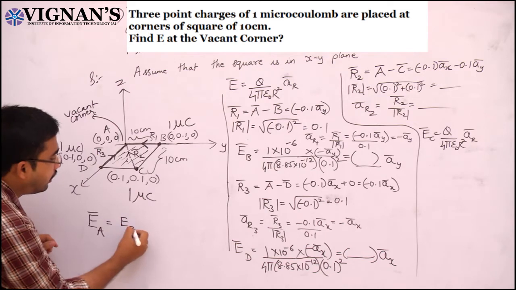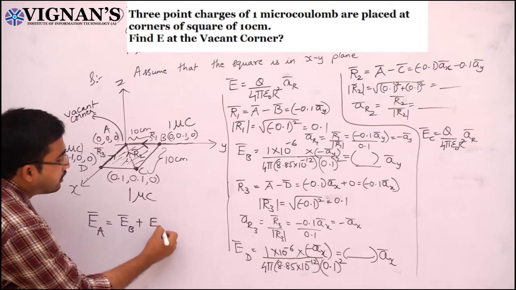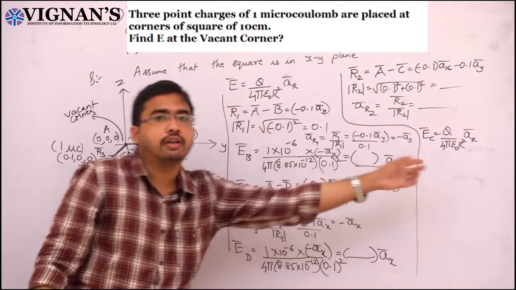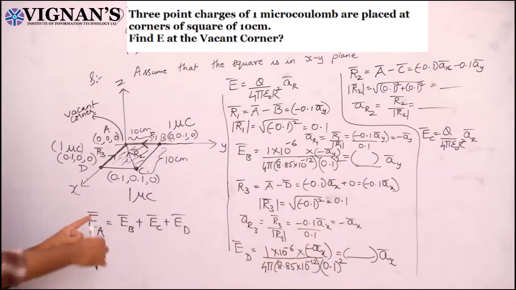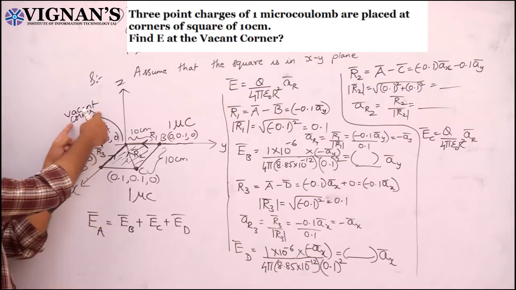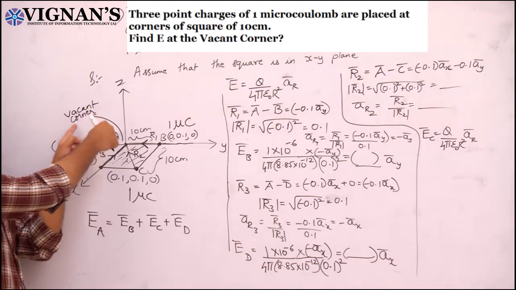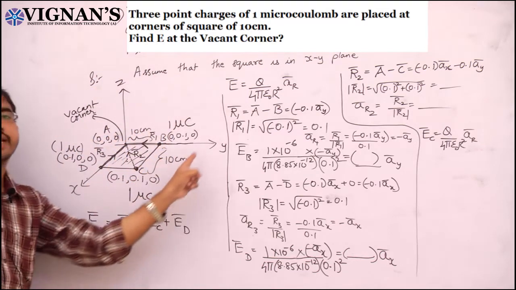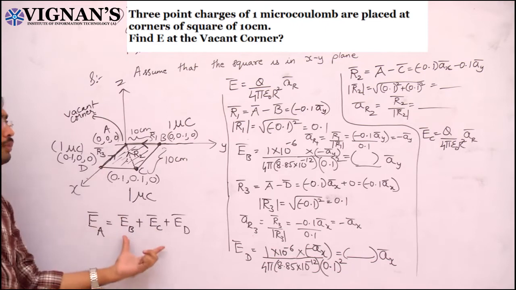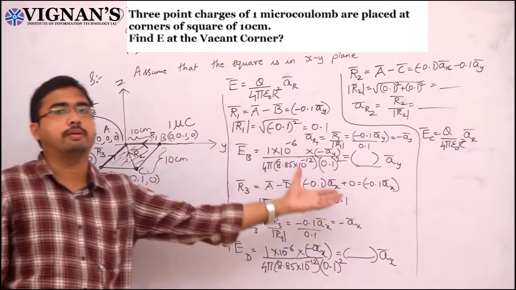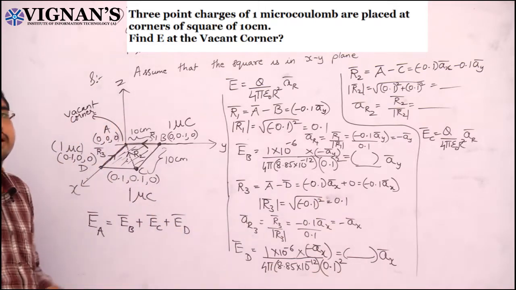That means EB plus EC plus ED. So find these values and find the vector sum. You can find the total electric field intensity at the point A, that means the vacant corner. Near the vacant corner, you are finding the electric field intensity due to the charges at the remaining three corners. So this is the procedure to find electric field intensity. Very important model for your SEM exams as well as some competitive exams.